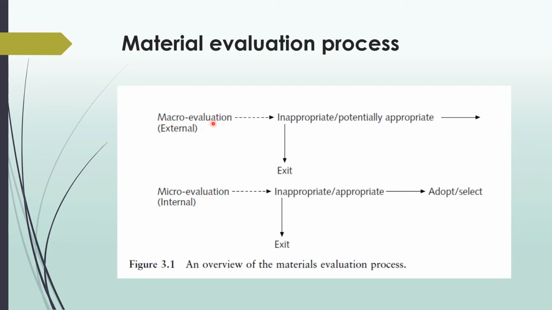Whenever we have macro evaluation, we decide whether the material is inappropriate or potentially appropriate, and then we exit or we go further. But in micro evaluation, we decide whether the material is inappropriate or appropriate. If it is inappropriate, then we exit. If it is appropriate, we will adopt or select. Okay, so that is how we will evaluate a material.